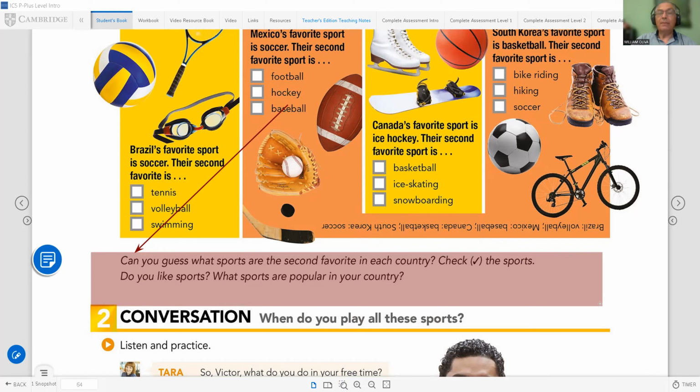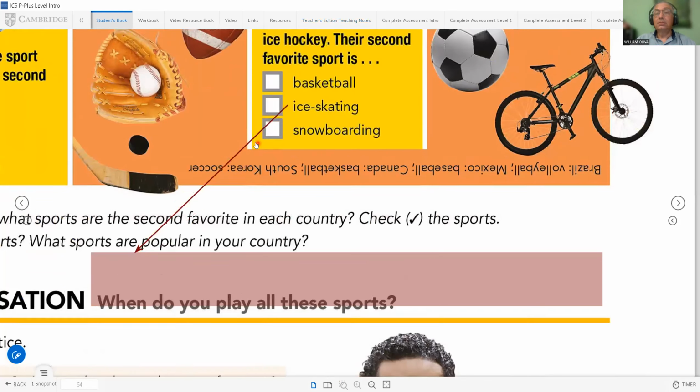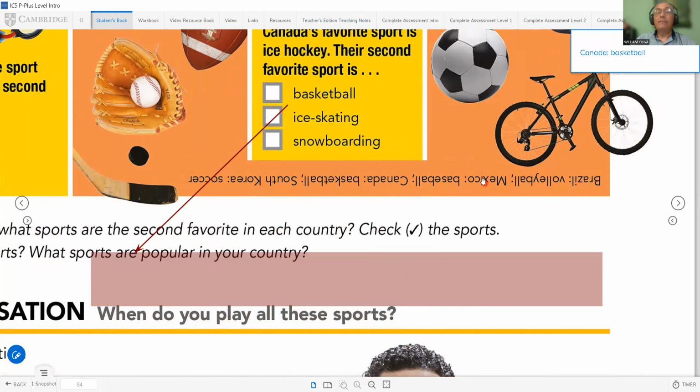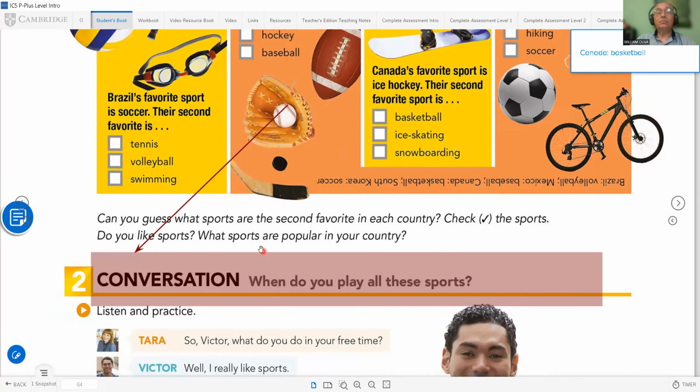Okay, we don't have to speak about that. The answer to the second sport is right here. Brazil, volleyball. Mexico, baseball. Canada, basketball, and South Korea, soccer, exactly. And if we ask what sport is the most popular in El Salvador, we know what it is, right? Let's move.